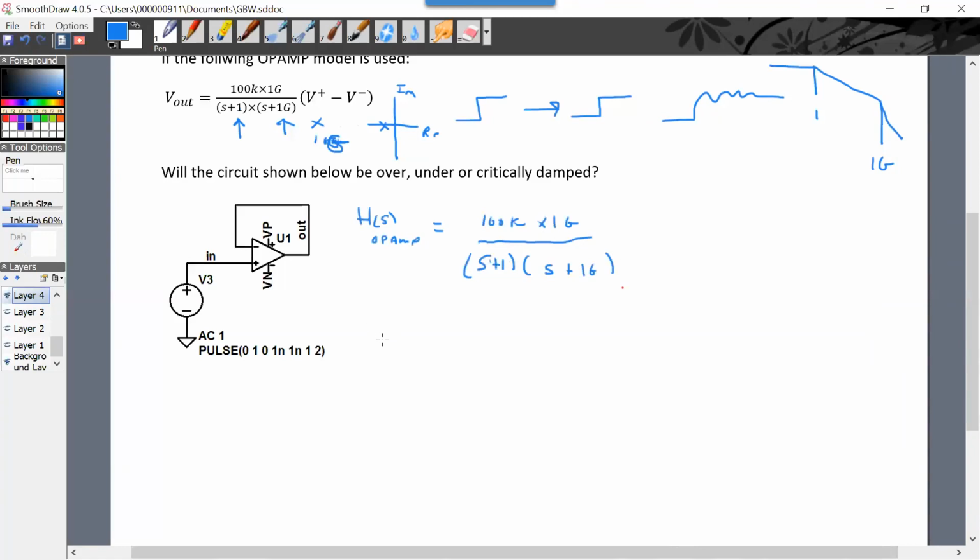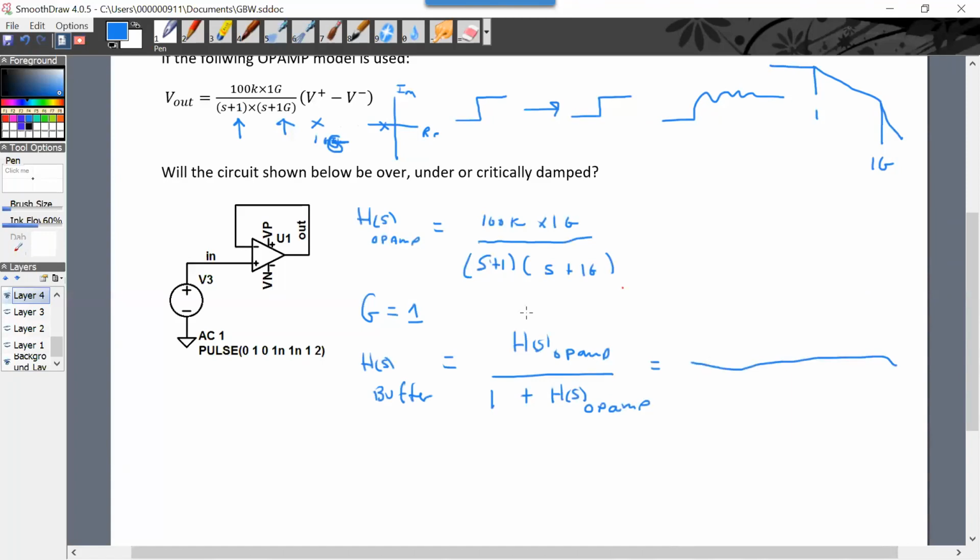Now, if we take our generic buffer equation, that feedback transfer ratio is 1. And so H(s) of the buffer is really H(s) op amp over 1 plus H(s) op amp. I have a lot of things, I might call them old homeworks, or I might call them case studies, where I've done it out. So you should be able to, like a textbook, read them and go forward.